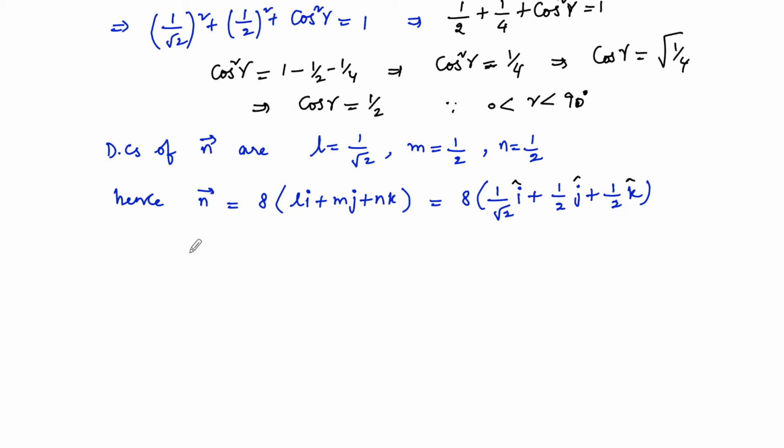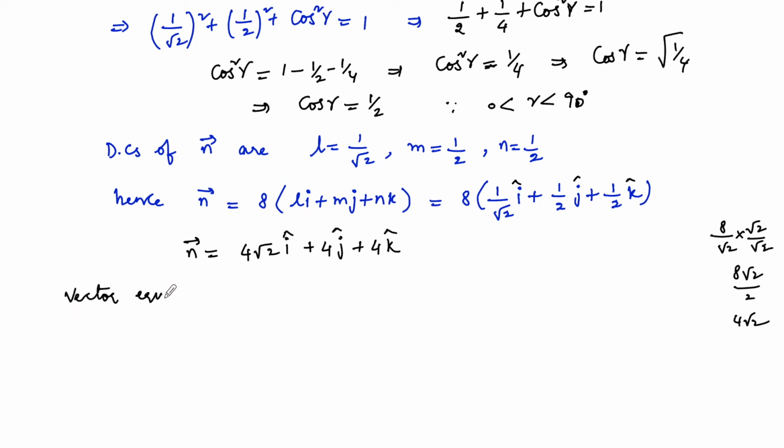On simplifying, n vector is equal to 8 upon root 2. We can multiply and divide by root 2 to get 8 root 2 divided by 2, that is 4 root 2. So we can write 4 root 2 i, and 8 upon 2 is 4j, and again 8 upon 2 is 4k. So the vector n is 4 root 2 i plus 4j plus 4k. And now we need to find the vector equation of the plane.